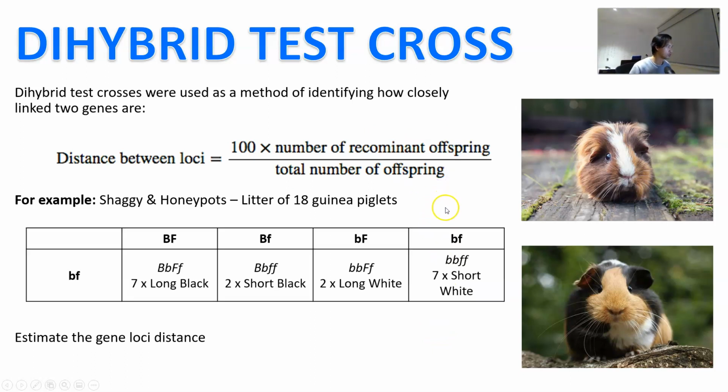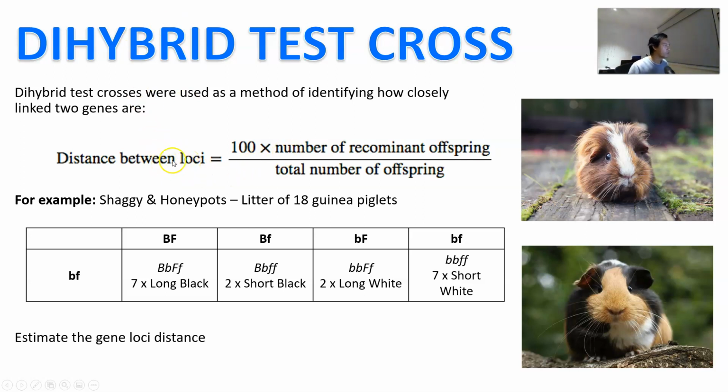So the dihybrid test cross can also be used to figure out how closely linked they are as well. That gives you an indication of whether the genes are really close together or actually a little bit further apart from one another in terms of their distance. Pretty remarkable if you think about it, right?